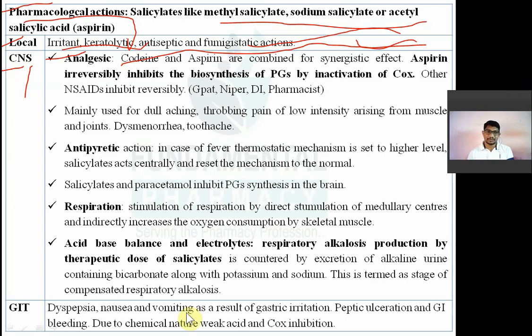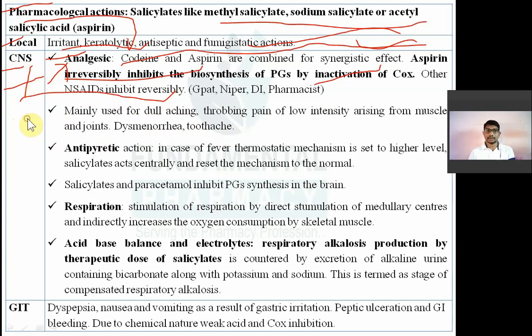Aspirin irreversibly inhibits the biosynthesis of prostaglandins by inactivation or inhibition of COX. It is irreversible because salicylic acid and its derivatives inhibit irreversibly, and other NSAIDs inhibit COX reversibly. So who is irreversible? Salicylic acid. All the others are reversible inhibitors of the same enzyme. Aspirin is an irreversible inhibitor of COX.